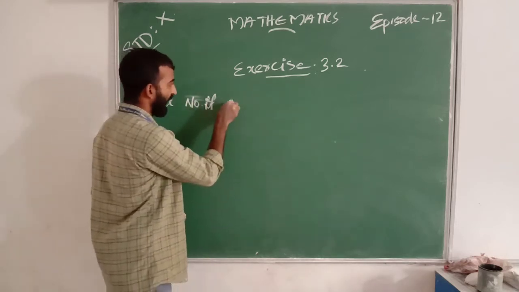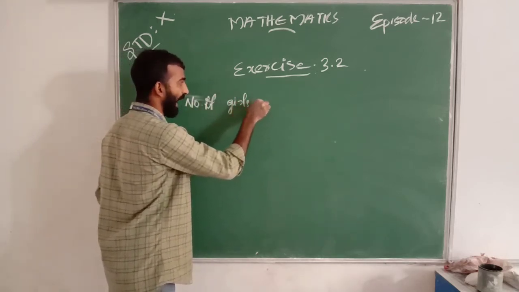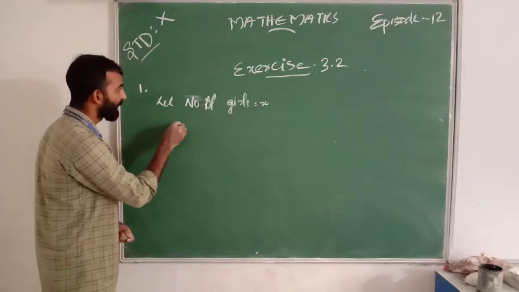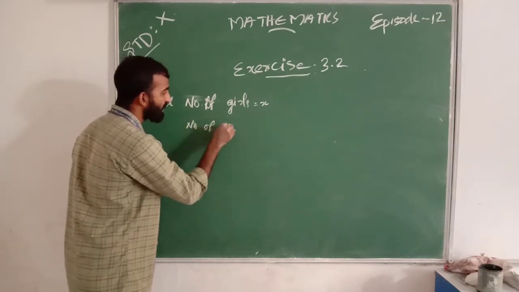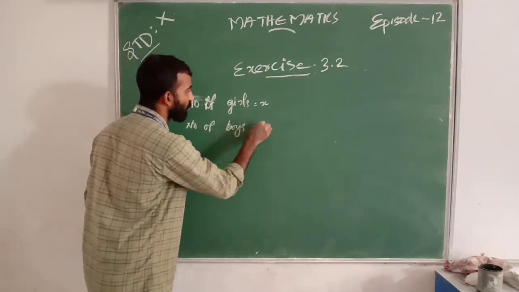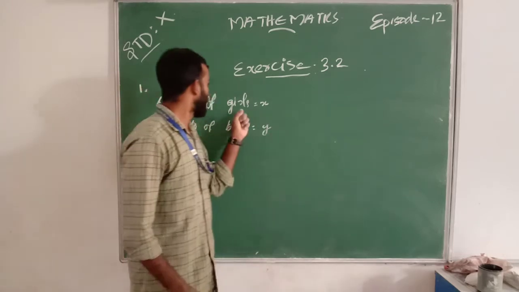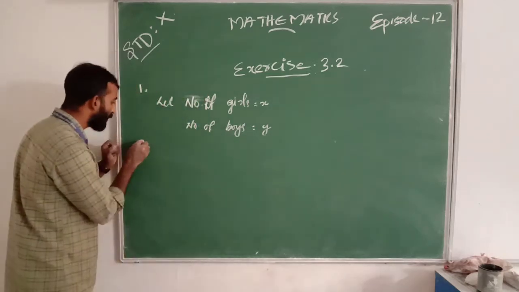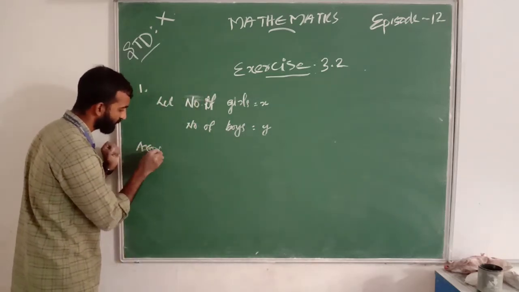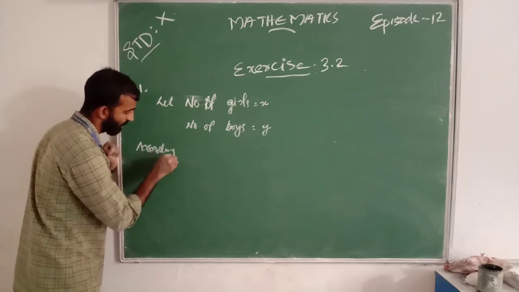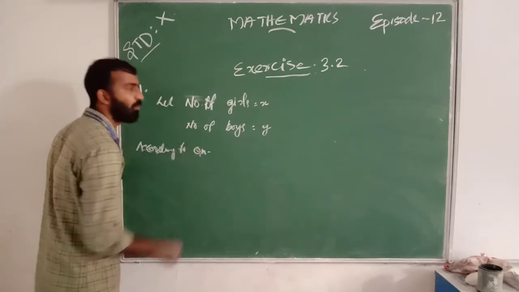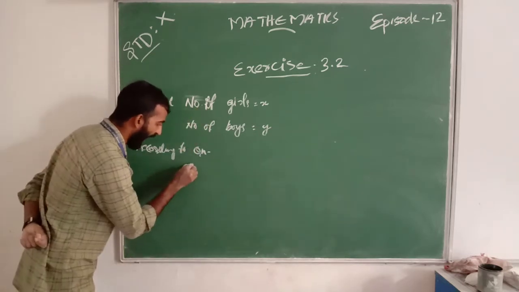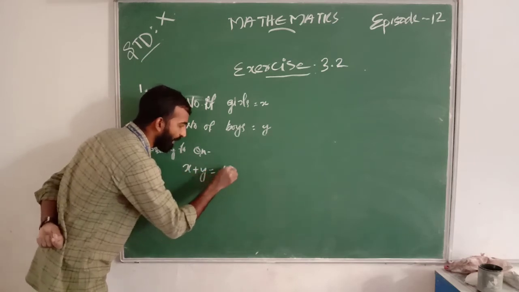Let the number of girls equal x, and the number of boys equal y. Number of girls equals x and number of boys equals y. According to the question, what can we write? We can write x plus y equals 10.